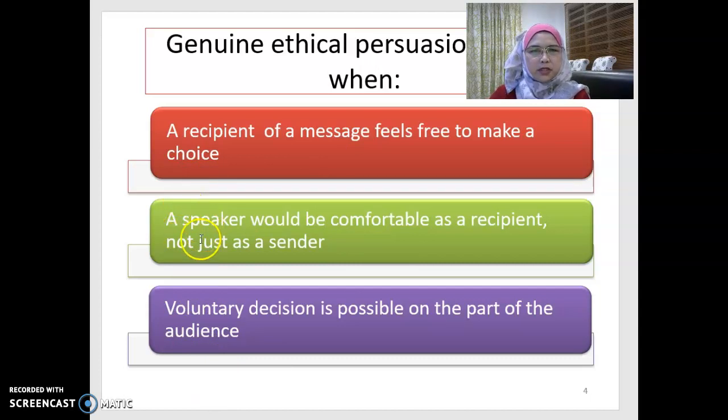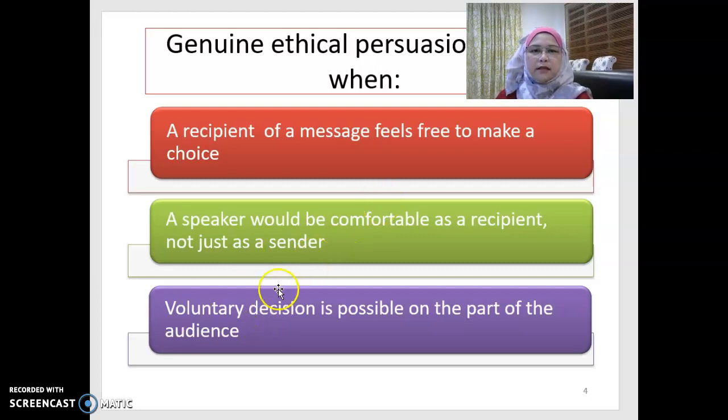The next point is, if you were placed in their shoes, you will not feel uncomfortable. You know what I mean? If you always put yourself in the shoes of the recipient or the audience, and you feel that they might feel a bit pressed or uncomfortable, then the best thing is not to do it that way. Do it in a way where you yourself would feel comfortable when somebody tries to persuade you to buy something or to believe in something.